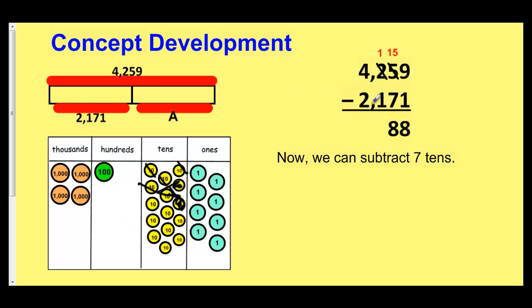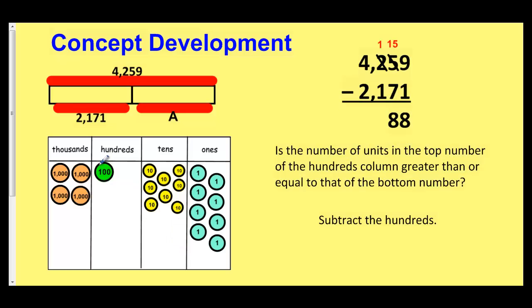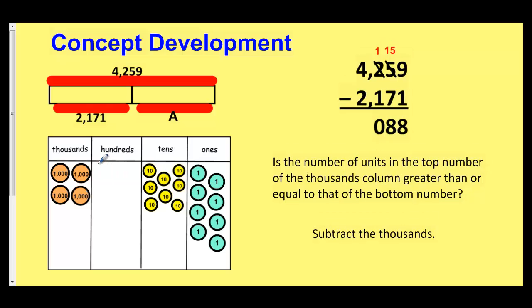Okay, now, we are ready to take a look at the hundreds. We're only taking away 100, so that's easy, no decomposing. So 1 minus 1 would be 0. And then we're taking a look at the thousands.